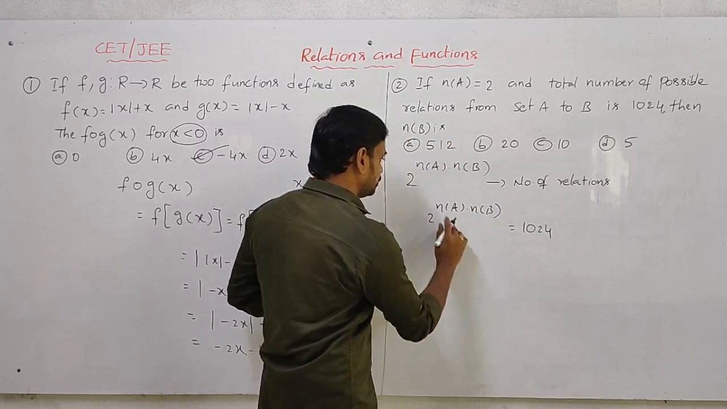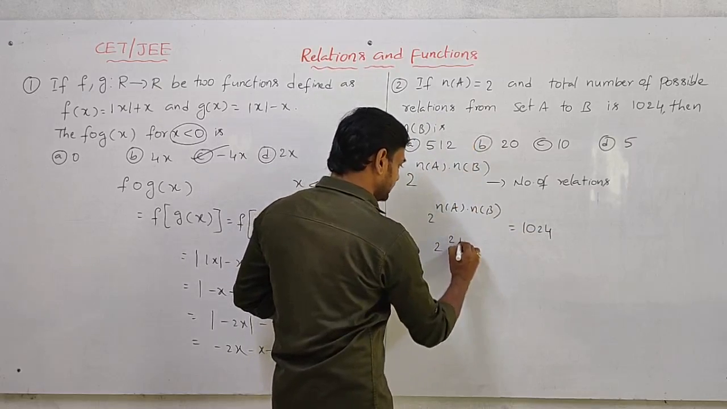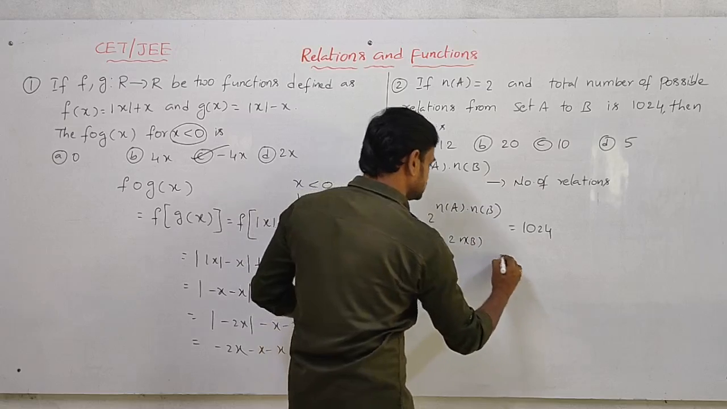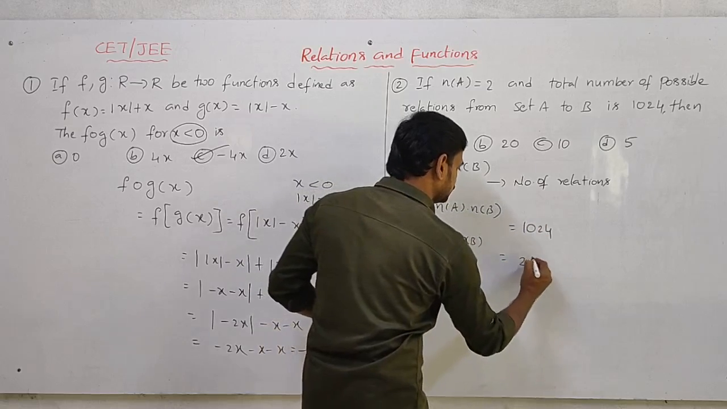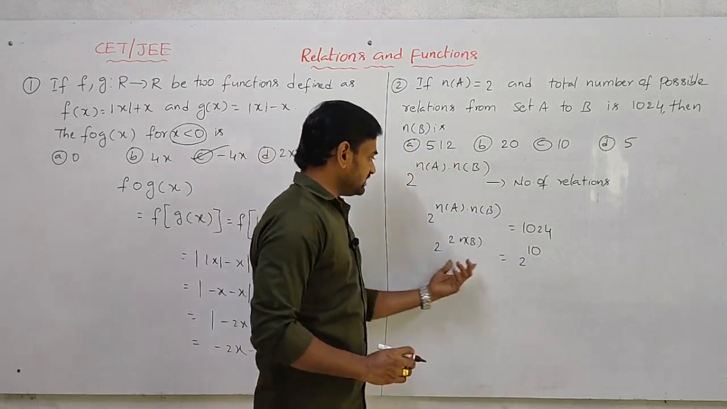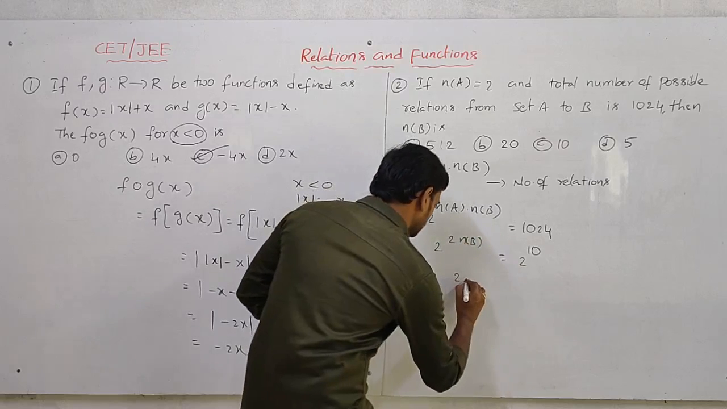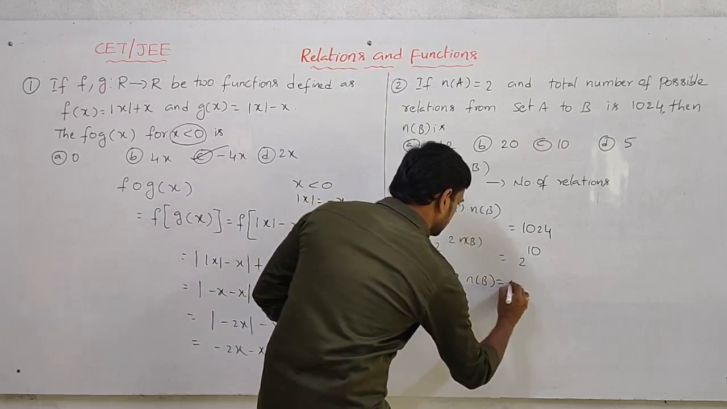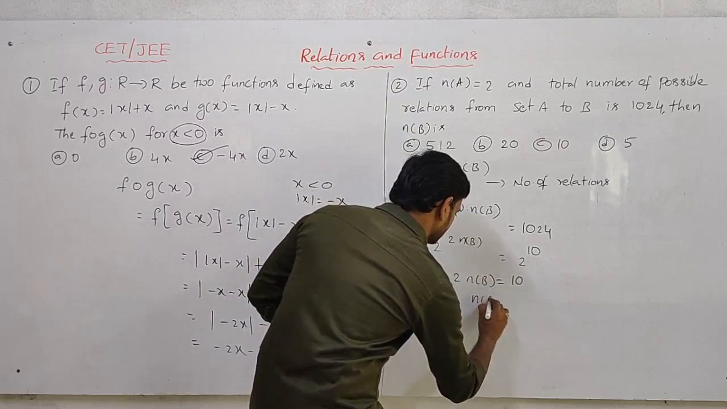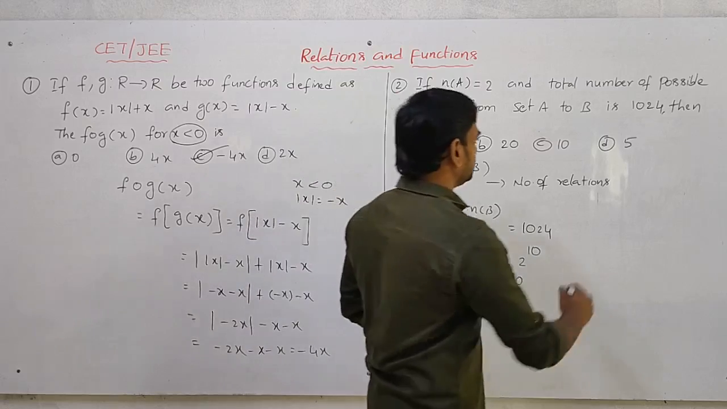Now here n of A value is 2. We have to find n of B. This one we can write as 2 power 10. Now the bases are equal, so we can equate the powers. That is 2 into n of B equal to 10. So n of B equal to 10 by 2, that is 5. Option D.